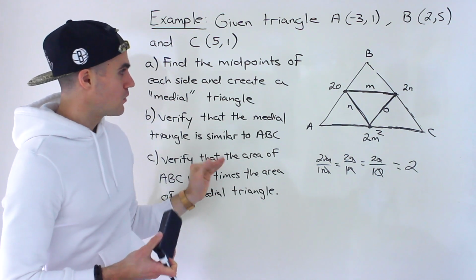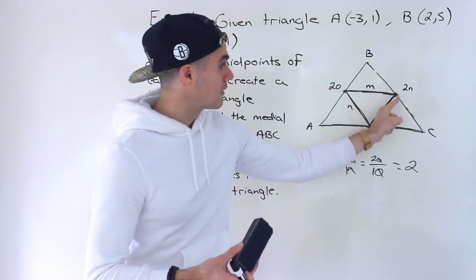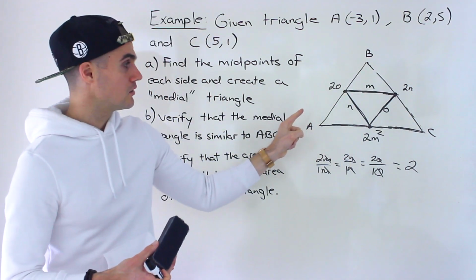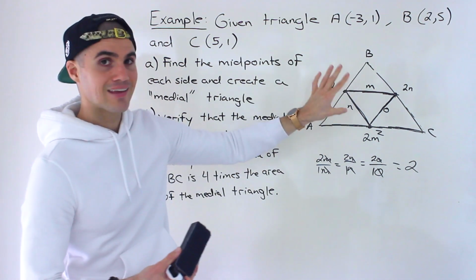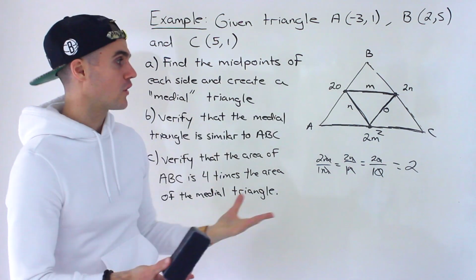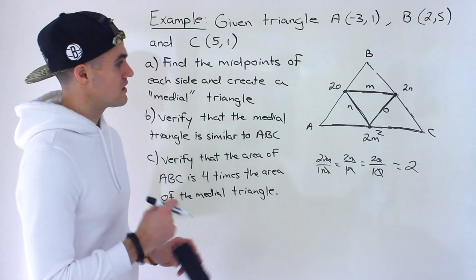And then in part C, we're just going to find the area of the large triangle and the area of the medial triangle, and you're going to see the area of the large triangle is going to be 4 times the medial triangle. And again, not just for this triangle, for any triangle, this property is going to hold. So let's get into the actual question.